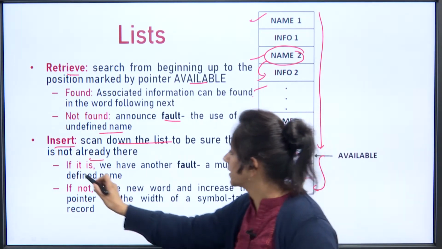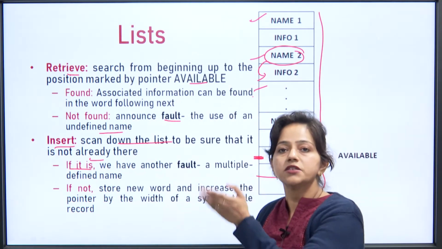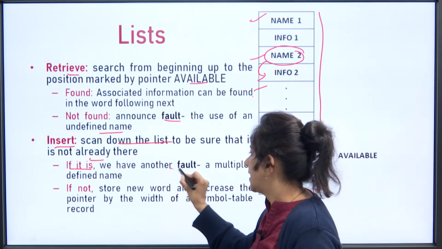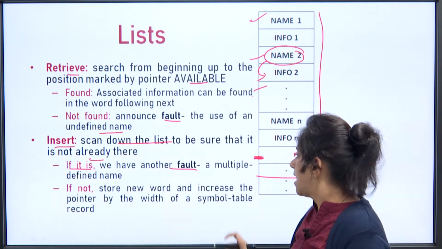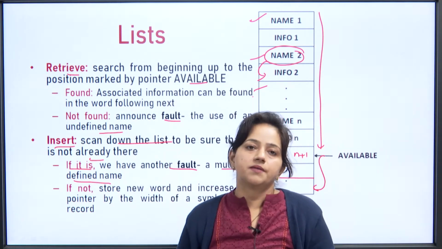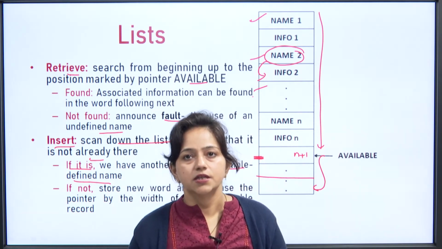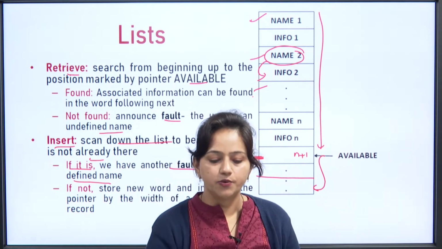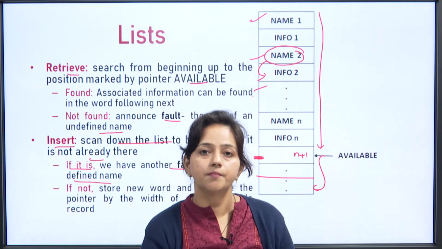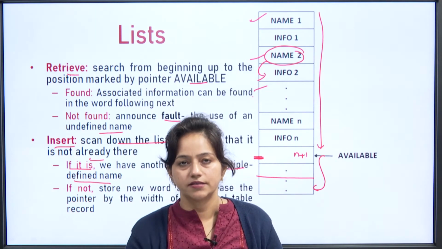If, while searching, we find that the record is already in the list, then we will announce a fault. And what is that? This is a multiply defined name. The programmer has somehow defined the variable at multiple places. So, this is how we do retrieve and insert operations, and remember, for doing the insertion we first search the entire list.